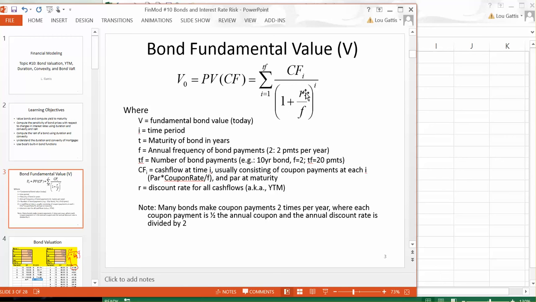Now we're going to discount it at a discount rate R. In this case, if we're using, say, semi-annual payments, we'll divide R by 2 and discount the 6-month cash flows at the 6-month discount rate. And this R can also be considered our discount rate, or the yield to maturity of the bond, or the required yield on the bond.